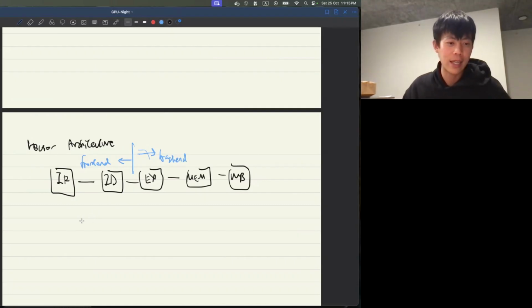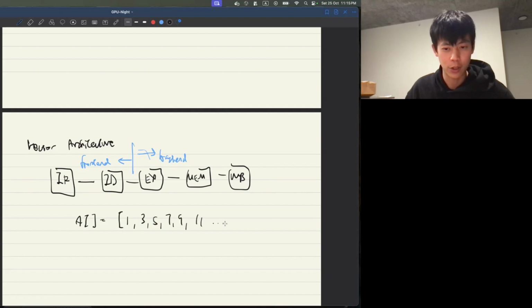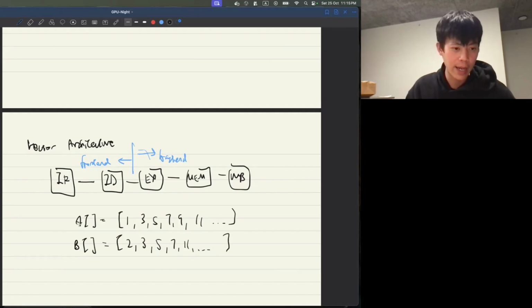Another related problem is, let's suppose I have two arrays, right? Let's say an array A: 1, 3, 5, 7, 9, 11, dot, dot, dot. And I have an array B: 2, 3, 5, 7, 11, dot, dot, dot. And I want to add array A and B together. So let me just be consistent and treat all of them as having 6 units.